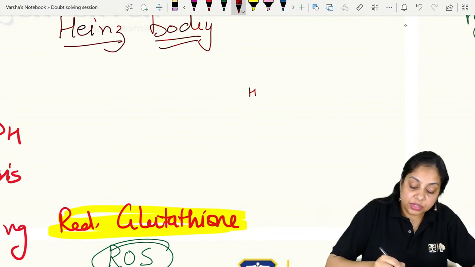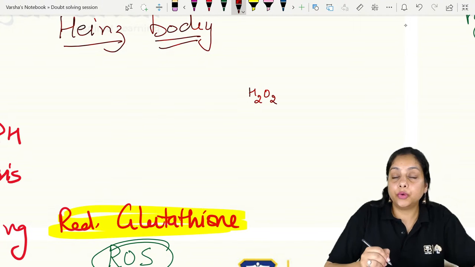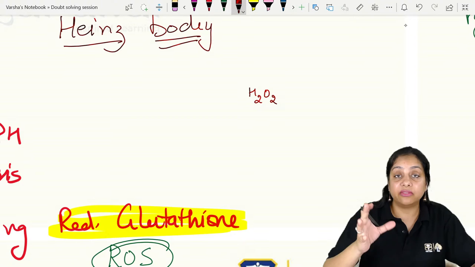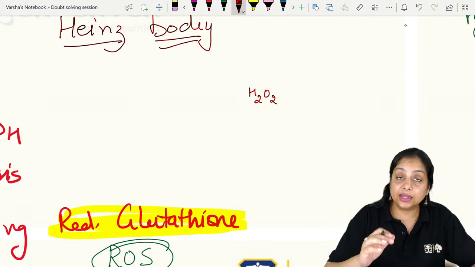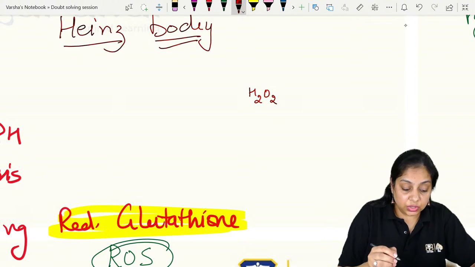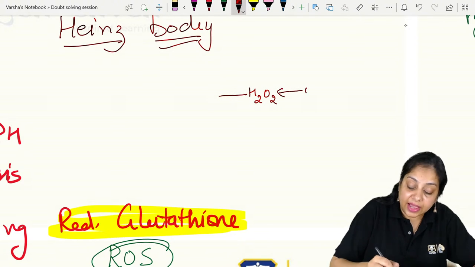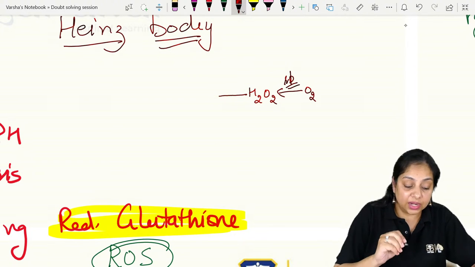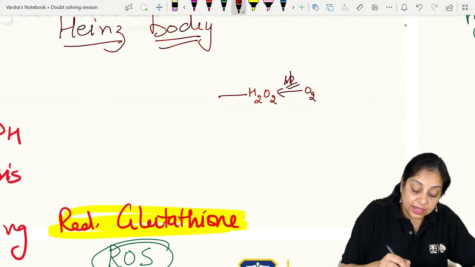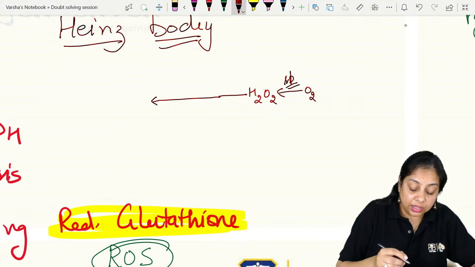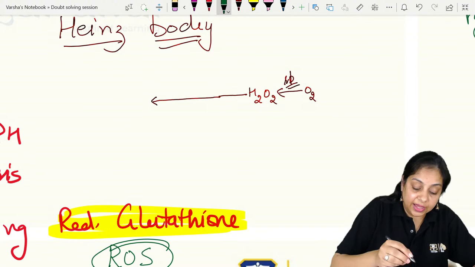You have hydrogen peroxide, forming in the peroxisomes. This is dangerous. This can corrode the cell linings also. Whatever is inside the cell, like the proteins and fats, it can destroy it. So we need to convert this hydrogen peroxide, which is formed spontaneously from oxygen. Then there is this enzyme known as what? Glutathione peroxidase.